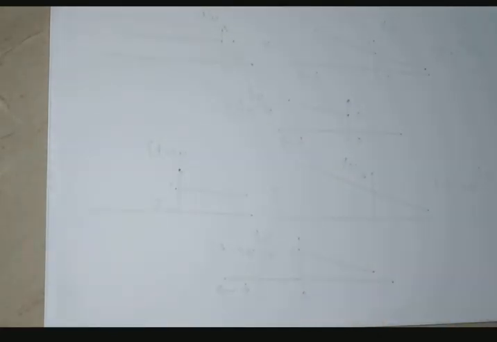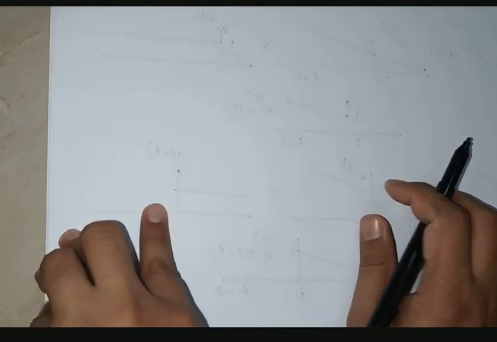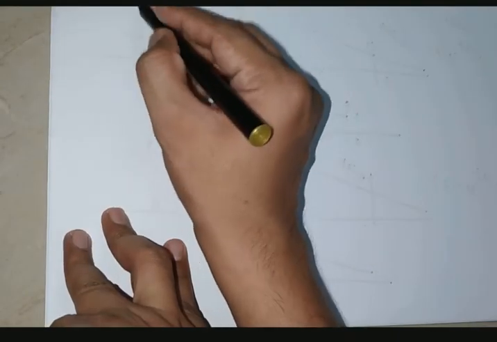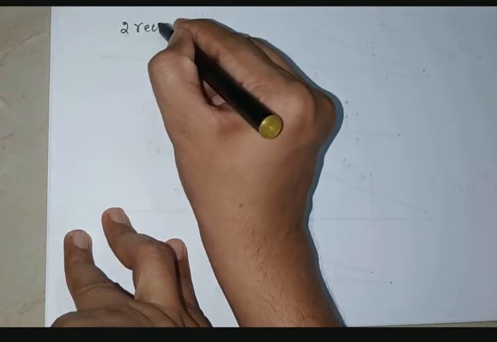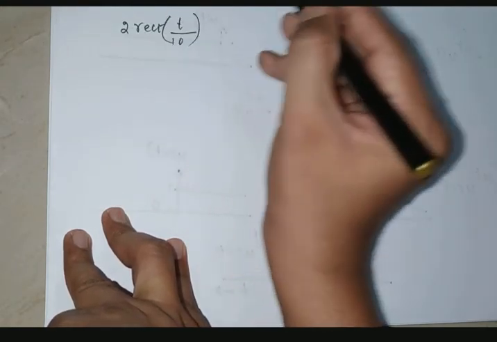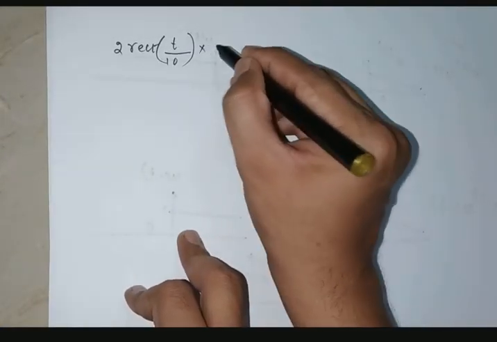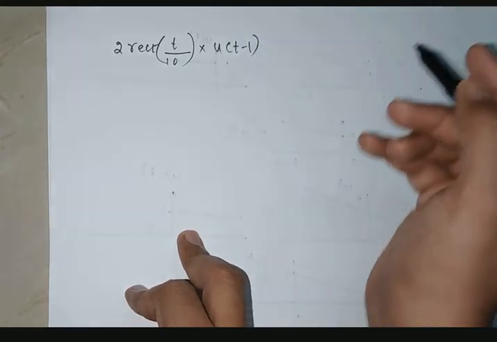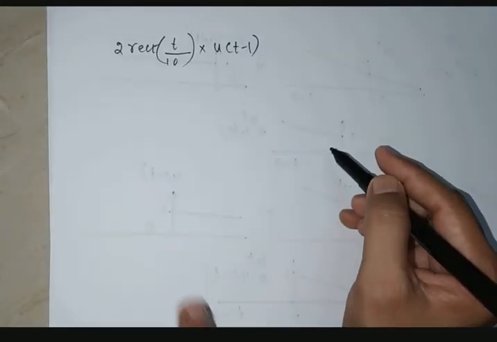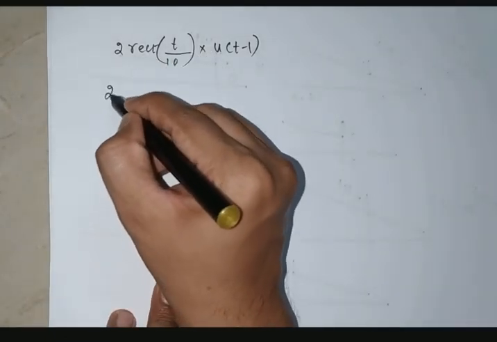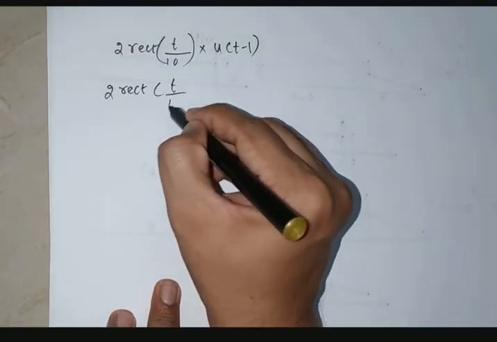Now if you want, take another example. So many examples are there. If you take another example, let 2 rectangular t by 10 multiply u of t minus 1. Let's plot this signal, and first 2 rectangular t by 10.